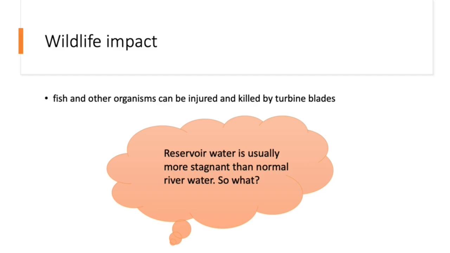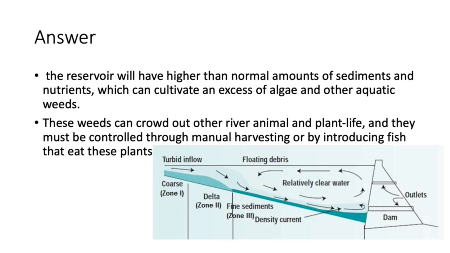There is a question. Reservoir water is usually more stagnant than normal river water. So, how does that cause an environmental impact? The answer is that the reservoir will have higher than normal amounts of sediments and nutrients, which can cultivate an excess of algae and other aquatic weeds. These weeds can crowd out other river animal and plant life, and they must be controlled through manual harvesting or by introducing fish that eat these plants.